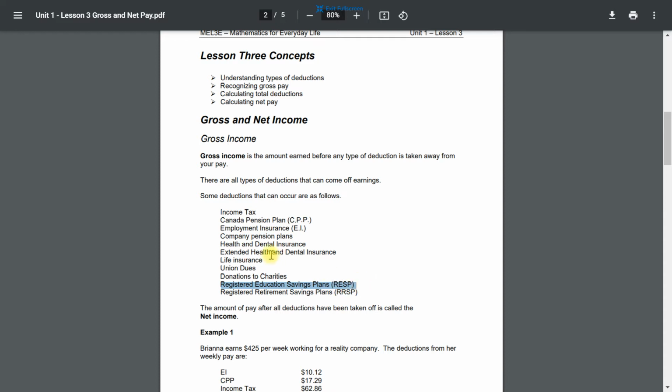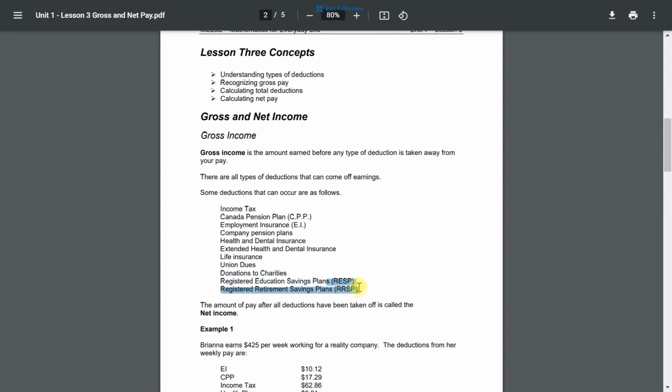Your mom or dad may have done that for you, so that you can go to school and have money to do that. And then registered retirement saving plans. Again, it's like a pension, but it's your own money that you're putting in. These are tax shelters, so you're not being taxed on that money. So it's a good idea.